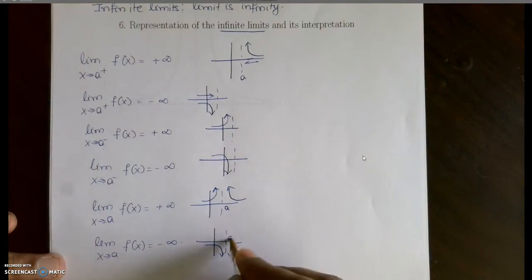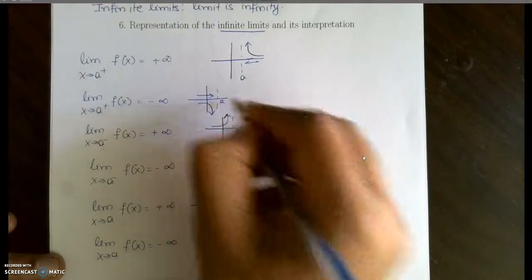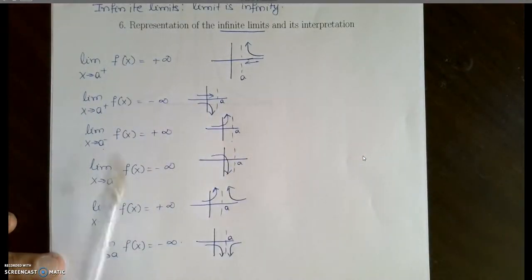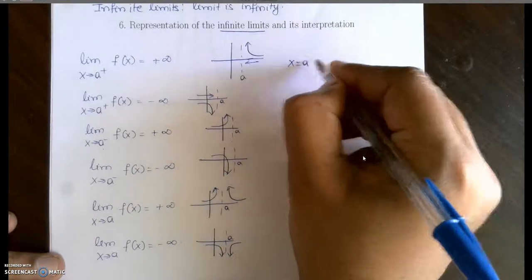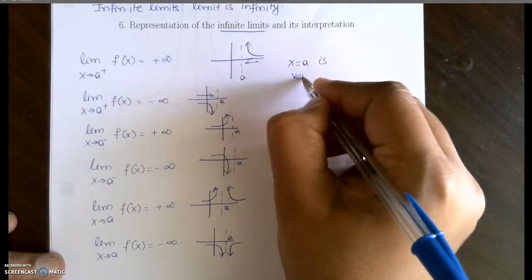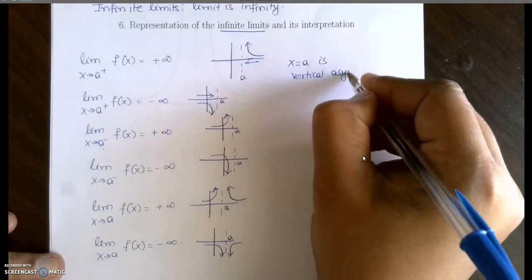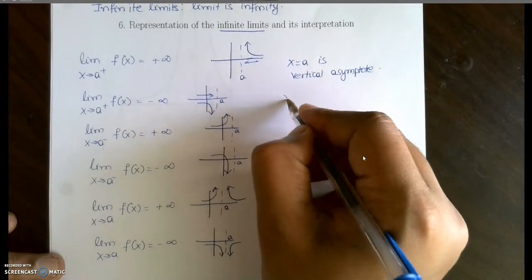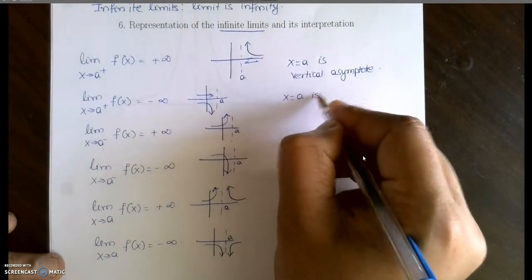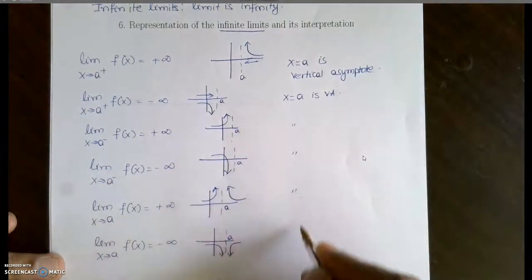So these are the graphical representations for the infinite limits. Any of the 6 things could represent infinite limits. In all the 6 cases, we have that x equals a is a vertical asymptote of the function. So in the second case as well, x equals a is the vertical asymptote. So is in all the rest of the cases.